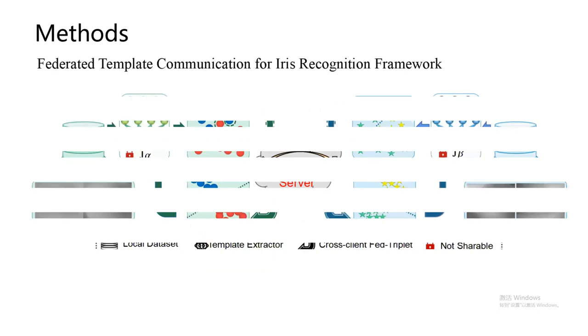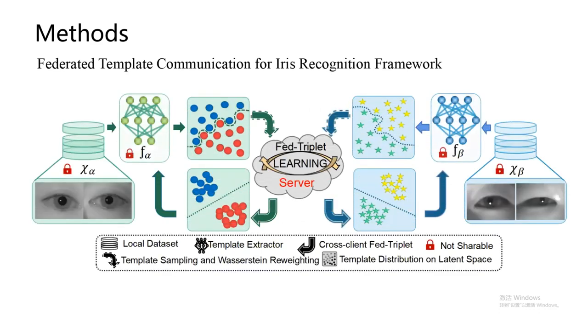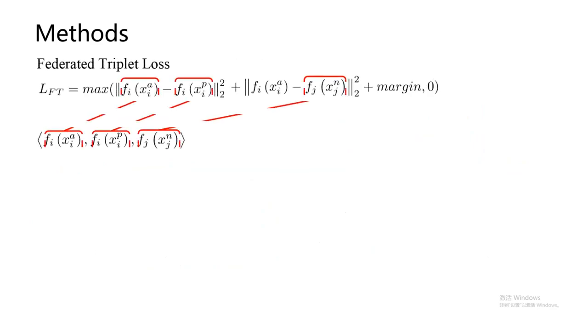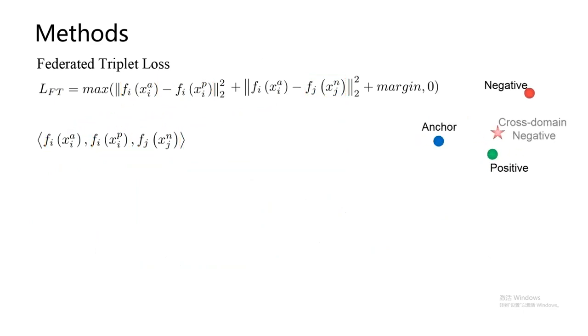After having a sound theoretical foundation, the framework is constructed as shown in this figure. In this training process, the raw iris images and template extractors of each client remain local and untransferred, and only the extracted templates are involved in global communication. In order to better transfer knowledge through template communication, two new techniques are proposed, as the principle shown in the motivation part. With the insertion of enough cross-domain negative templates by FedTriplet, the local intra-class boundary is tightened and the inter-class distance is enlarged. The former enhances the robustness of model generalization and the latter enhances the distinguishability of local identities.